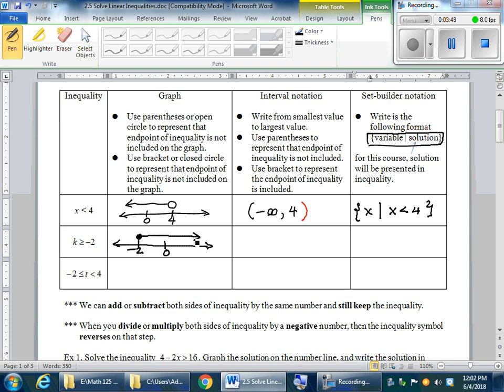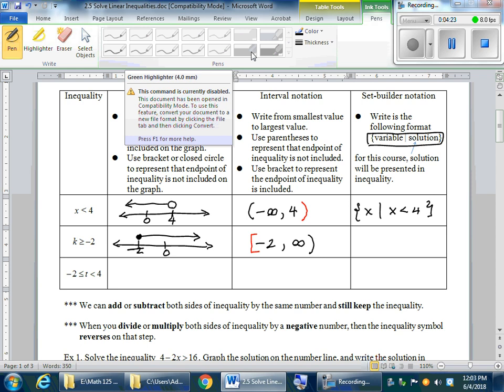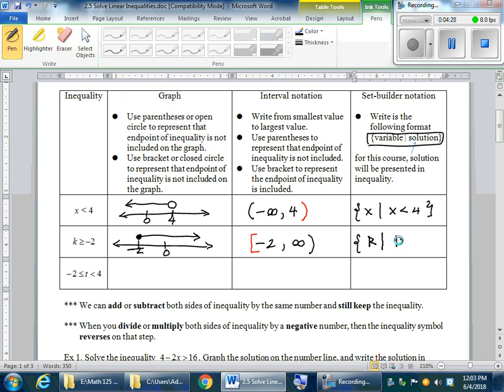Interval notation, once again, we are writing the smallest value to the largest value. So in this case, in the solution set, the smallest value is -2 to positive infinity. And once again, negative infinity or positive infinity always uses parentheses. But to indicate -2 is a part of the solutions, we have to use a bracket. So now you can see the difference between the usage of parentheses and brackets. You have to be careful with that. Okay. And finally, the set builder notation is a set of k such that k is greater than or equal to -2.